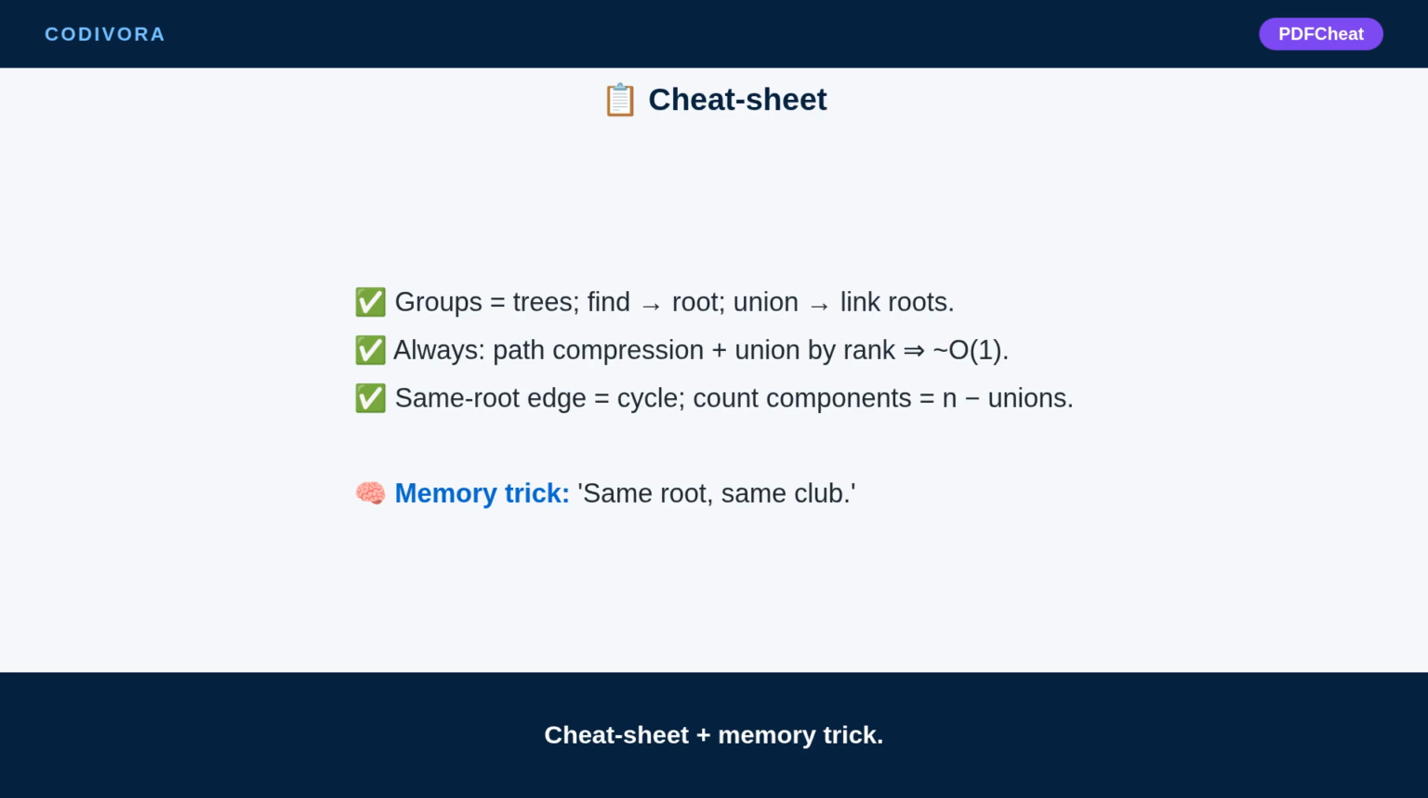Your cheat sheet. Groups equals trees, find to root, union to link roots always. Path compression plus union by rank means near O of 1. Same root edge equals cycle. Count components equals n minus unions. And the memory trick, same root, same club.